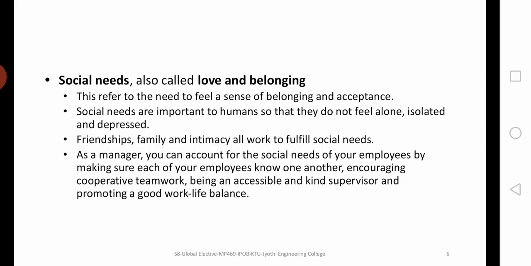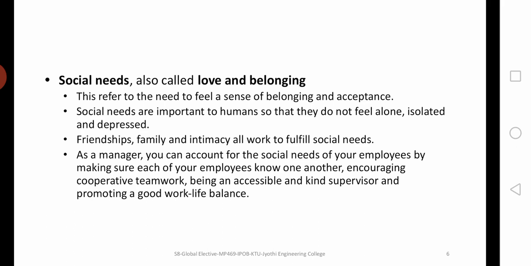Now, social needs are also called love and belonging. These refer to the need to feel a sense of belonging and acceptance. Social needs are important to humans so that they do not feel alone, isolated, and depressed. We can see many employees getting depressed because of many issues. So love and belonging, a care should be given to all the employees. Friendships, family, and intimacy all work to fulfill social needs.